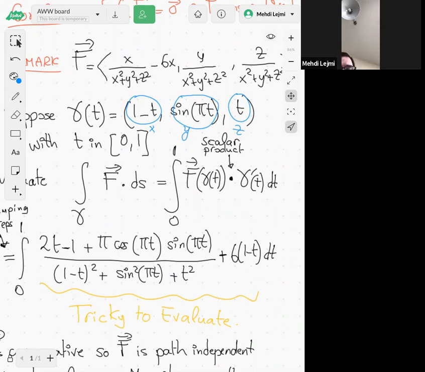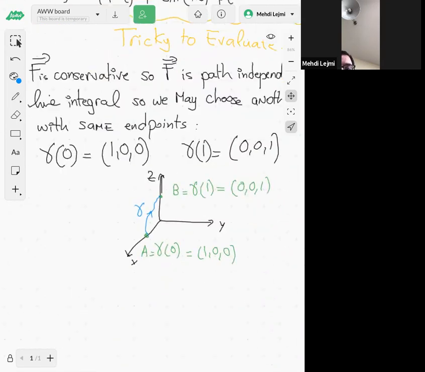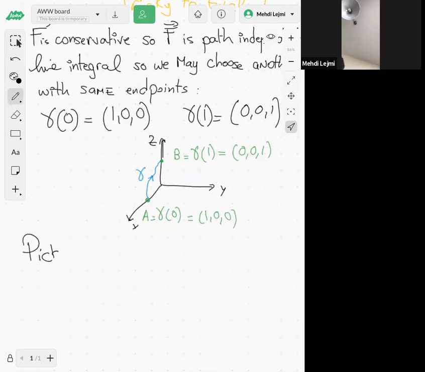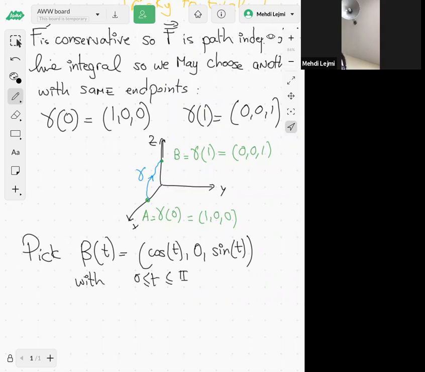So what I claim is that if you pick, let's say, another path, beta of t equal to cosine of t, 0, and sine of t, with t between 0 and pi over 2. My point here is that beta of 0 is cosine of 0, that's 1, 0, and sine of 0, that's 0. So beta of 0 would be A, the point 1, 0, 0. That's the same as gamma of 0.